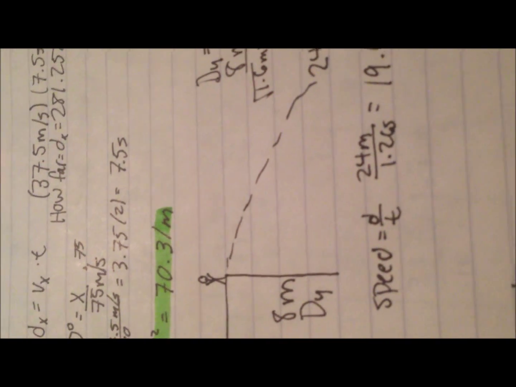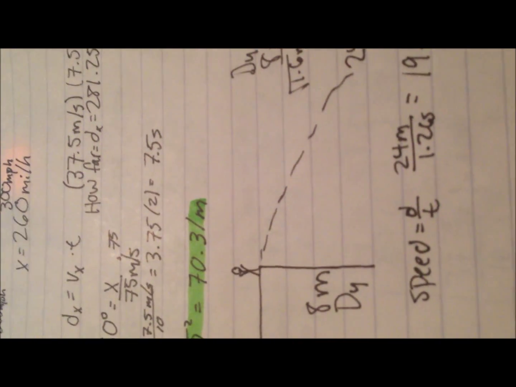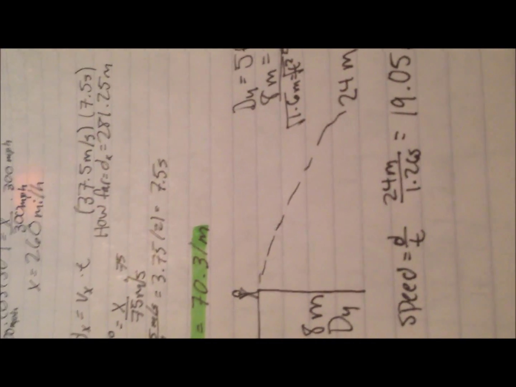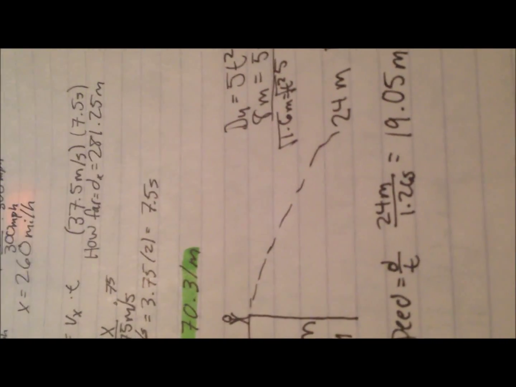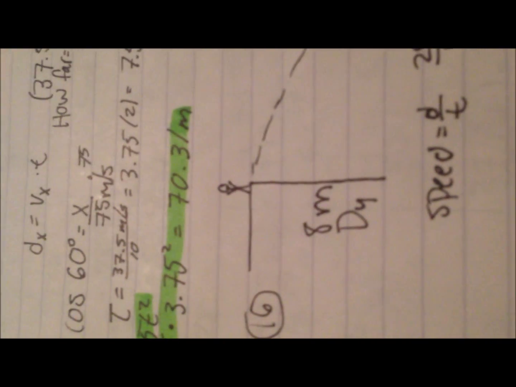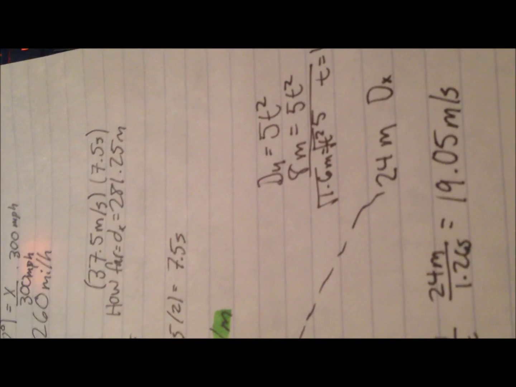Number 16. The cops in Law and Order are chasing a robber and accidentally throw their gun horizontally from a building that is 8 meters high. It lands 24 meters away on the ground. What speed is it thrown at? So here is our building. Our dy is 8 meters, and our 24 meters is our dx.